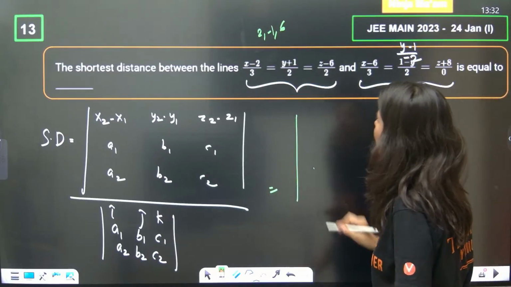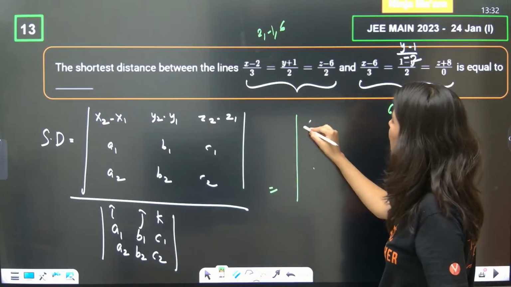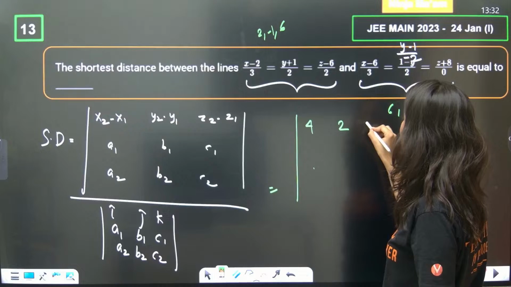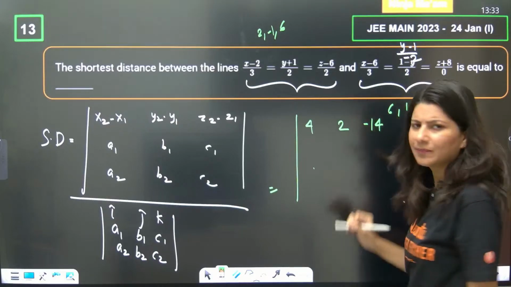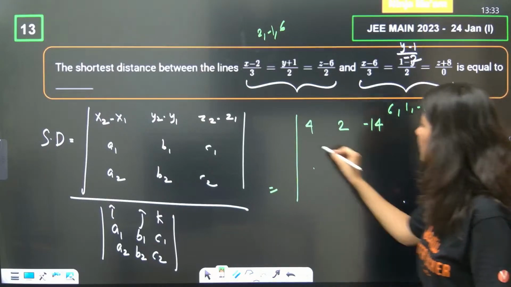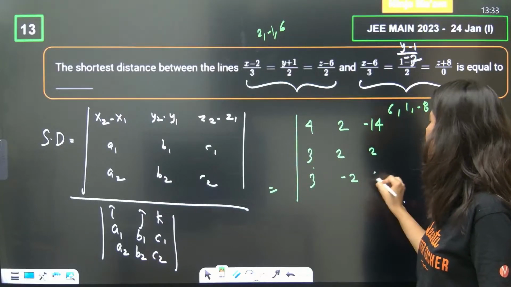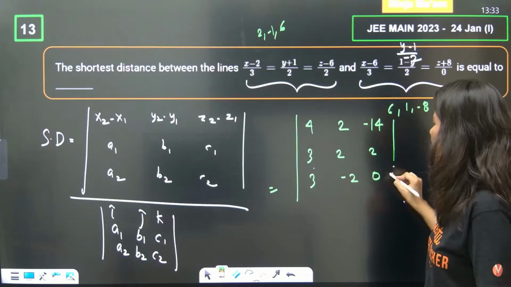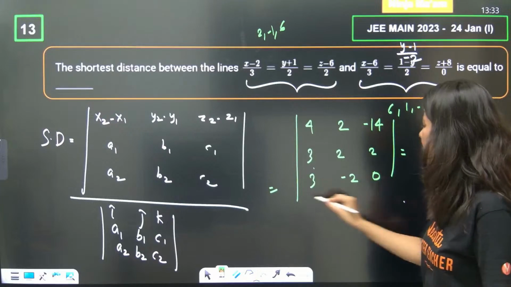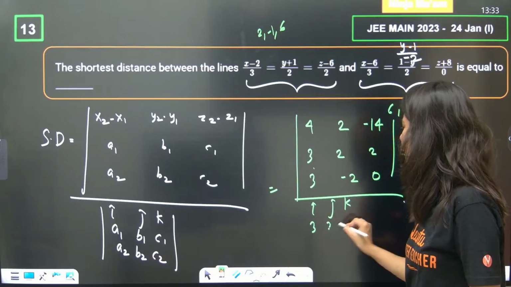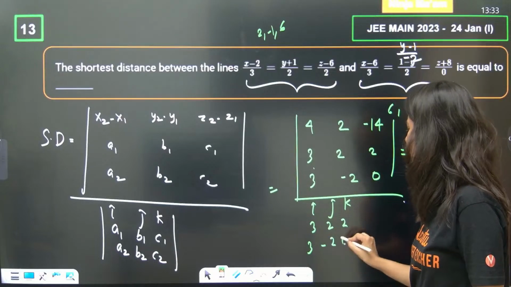So the very first row will be what? 6 minus 2 is 4, 1 minus 1 is 2, minus 8 minus 6 is minus 14. Yes. Second will be 3, 2, 2 and this is 3, minus 2 and 0. See, minus 2, not 2. Okay. So over here, this is i, j, k, 3, 2, 2, 3, minus 2, 0.